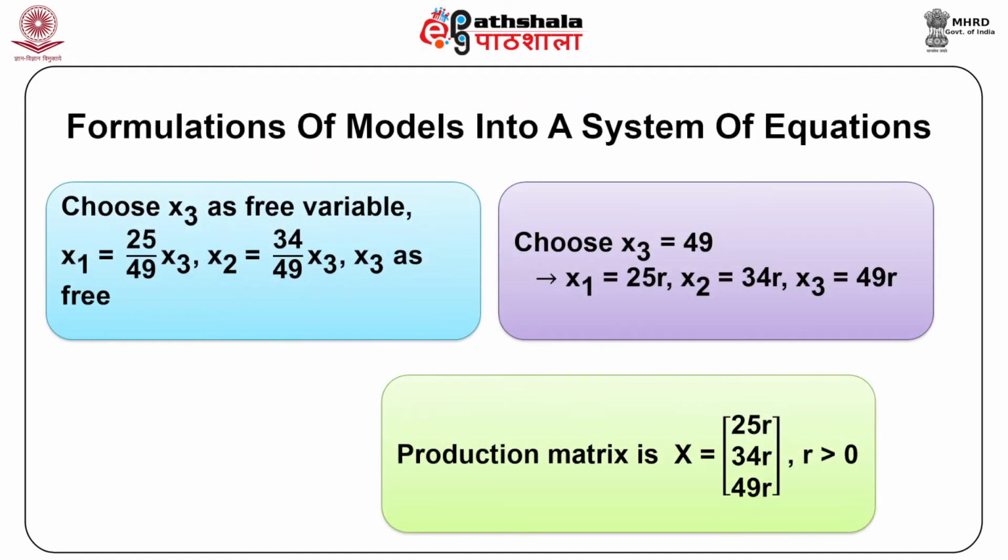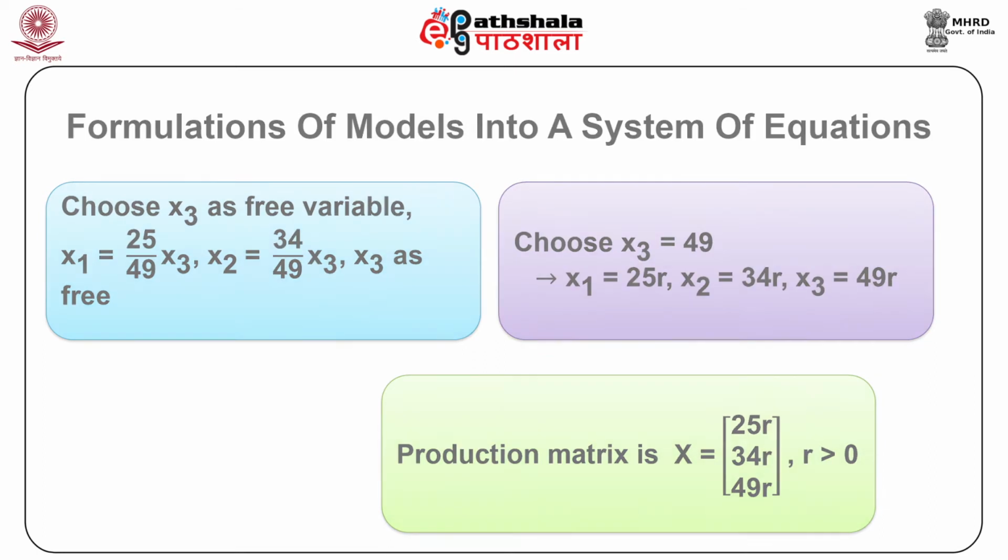Choose x3 as the free variable. We get x1 = (25/49)x3, x2 = (34/49)x3, and x3 is free. Or choose x3 = 49r, which implies x1 = 25r, x2 = 34r and x3 = 49r. Hence the production matrix is X = [25r, 34r, 49r], where r is greater than 0.